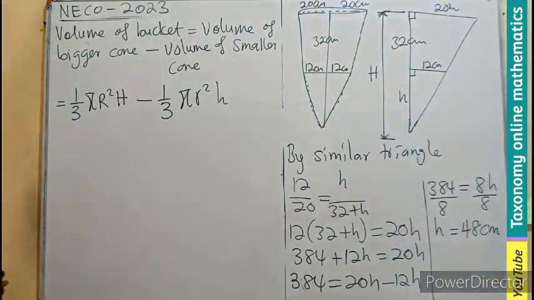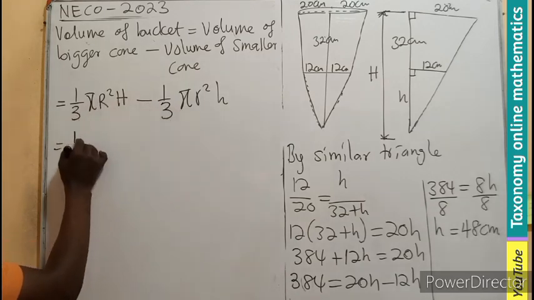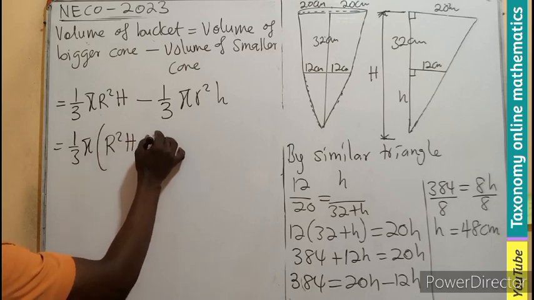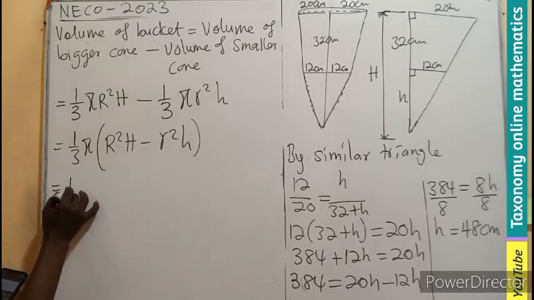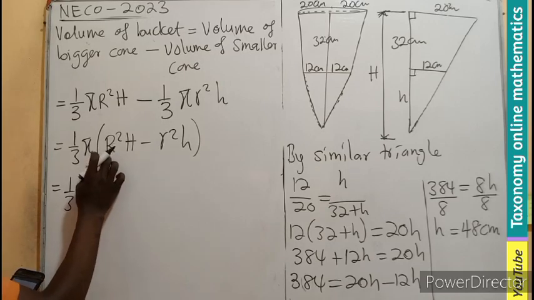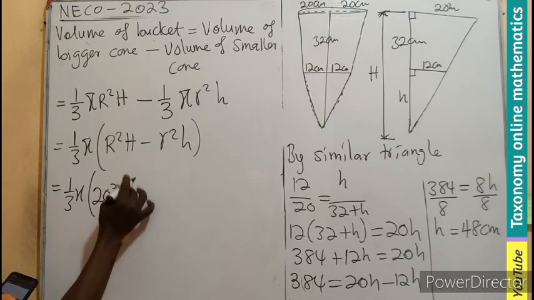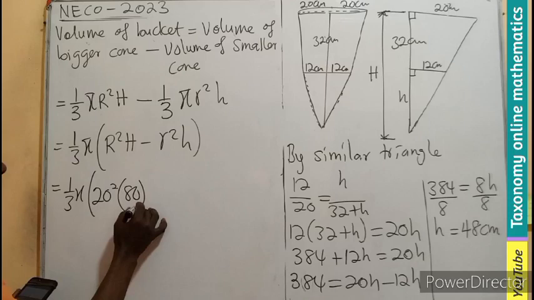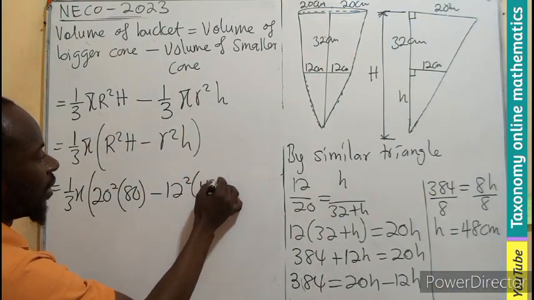So let's do that. I can see a common factor of 1/3 pi, so let me take the pi out. R squared H minus r squared h. So now let's do the substitution. This is going to be 1/3 pi into bracket. The R is 20, so 20 squared times the H, 48 plus 32 will be 80, minus r, which is 12 squared, times 48.